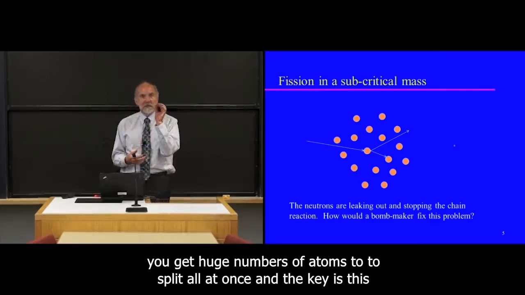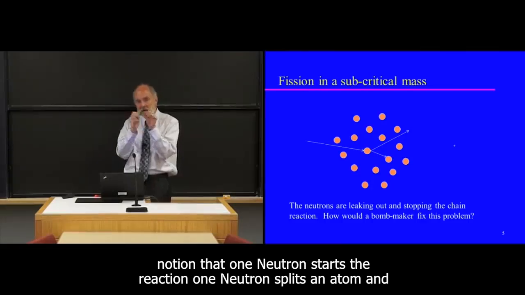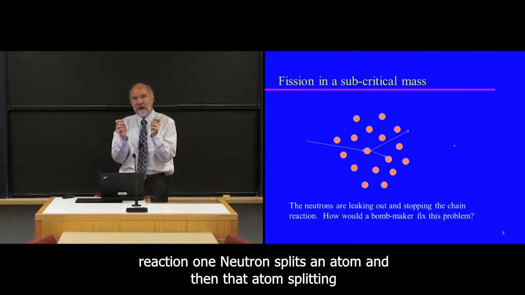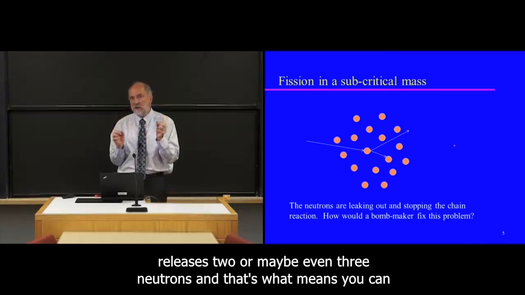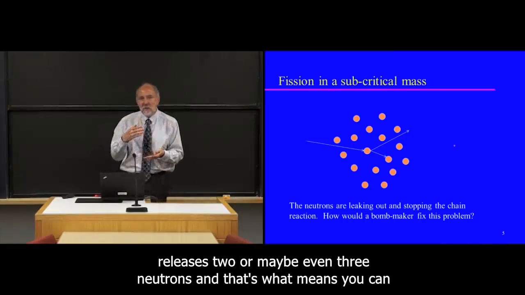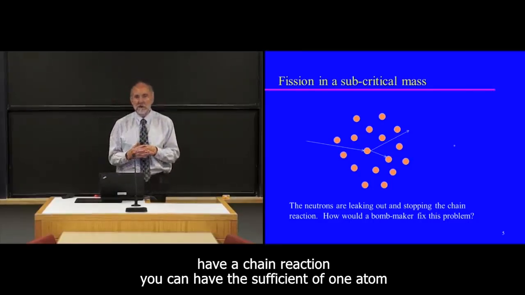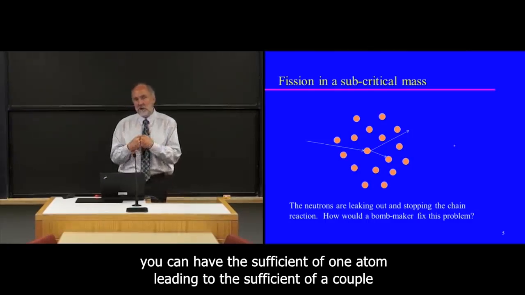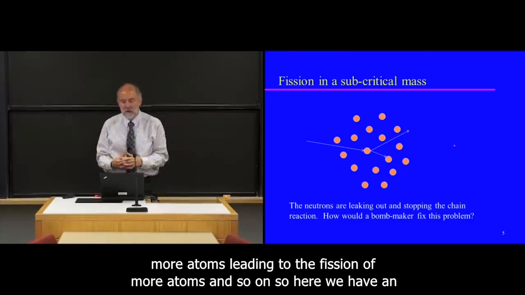And the key is this notion that one neutron starts the reaction, one neutron splits an atom, and then that atom splitting releases 2 or maybe even 3 neutrons. And that's what means you can have a chain reaction. You can have the fission of one atom leading to the fission of a couple more atoms, leading to the fission of more atoms, and so on.